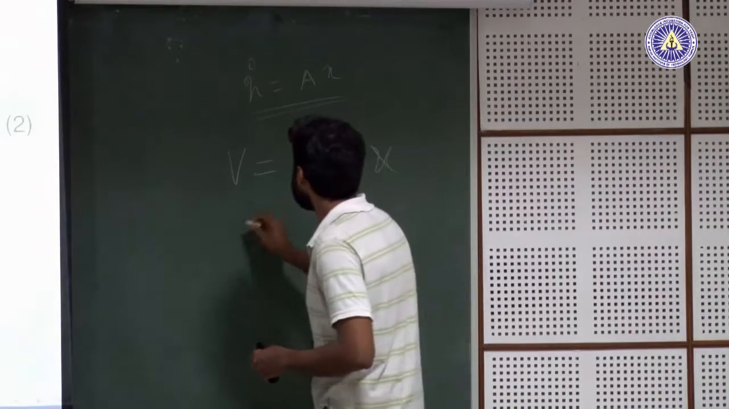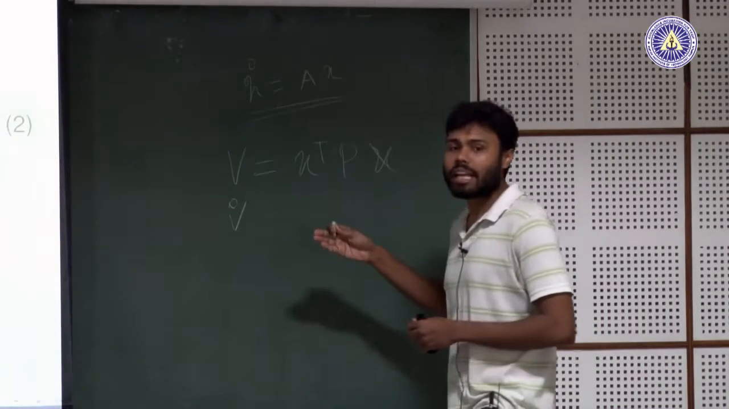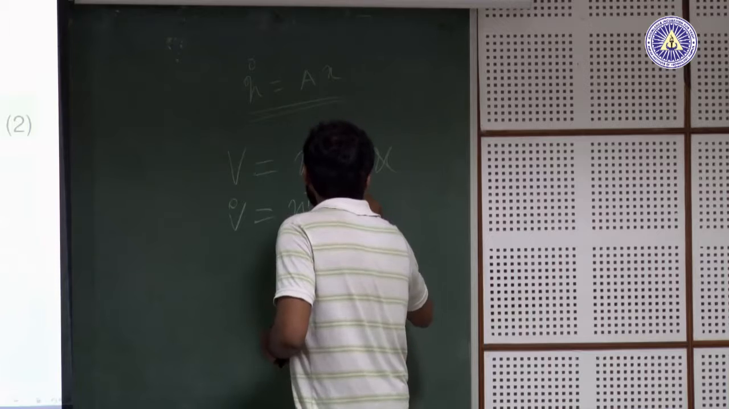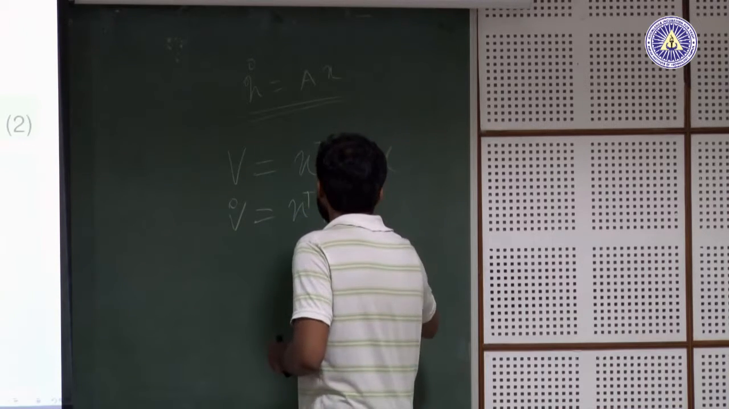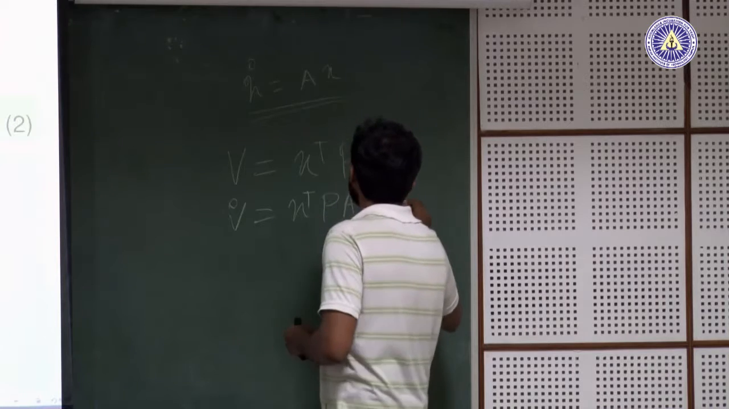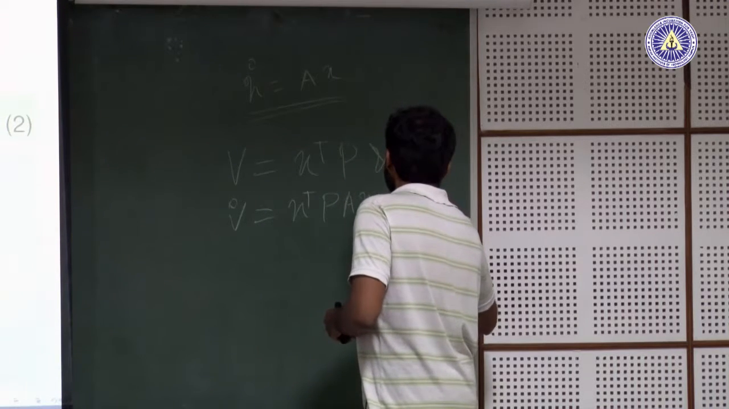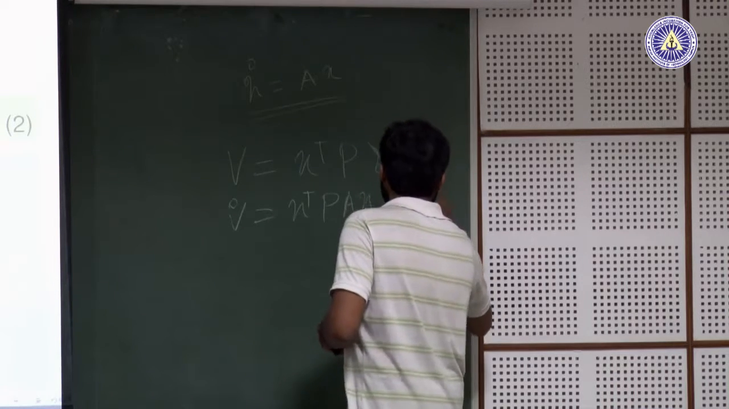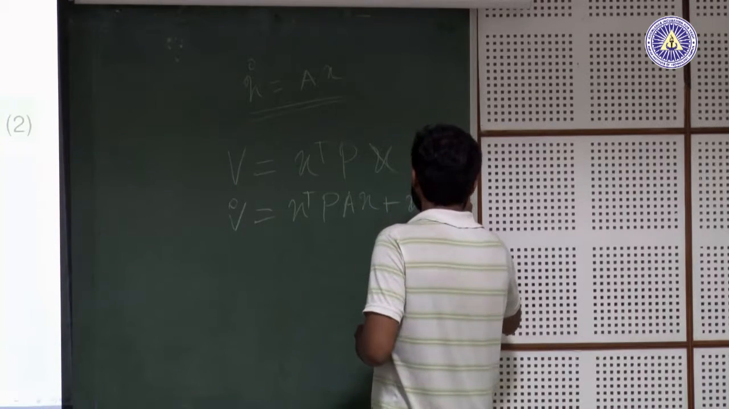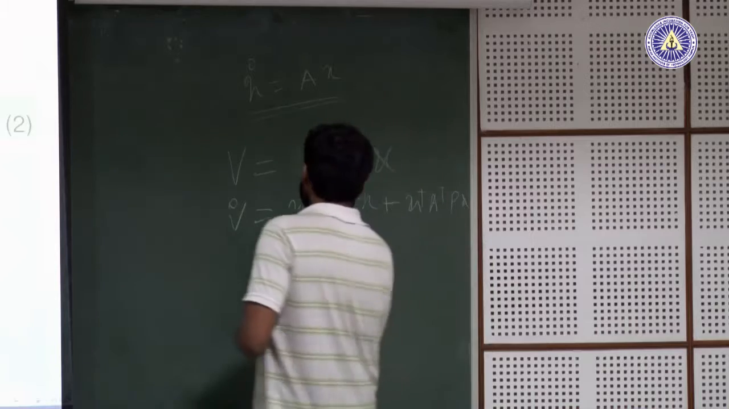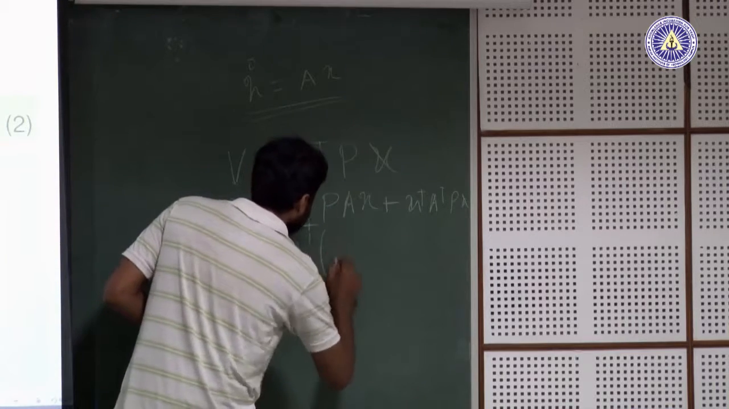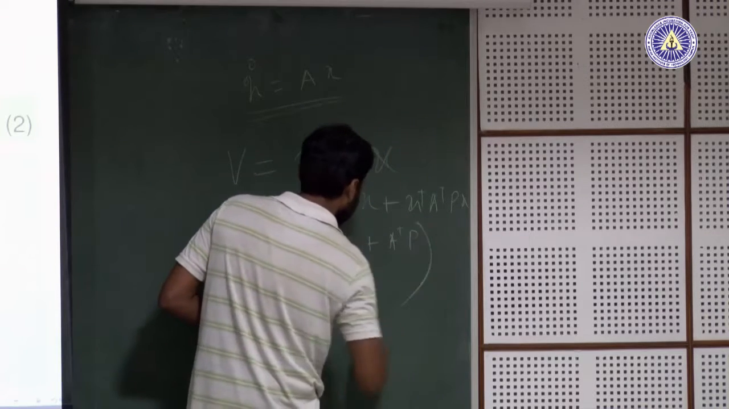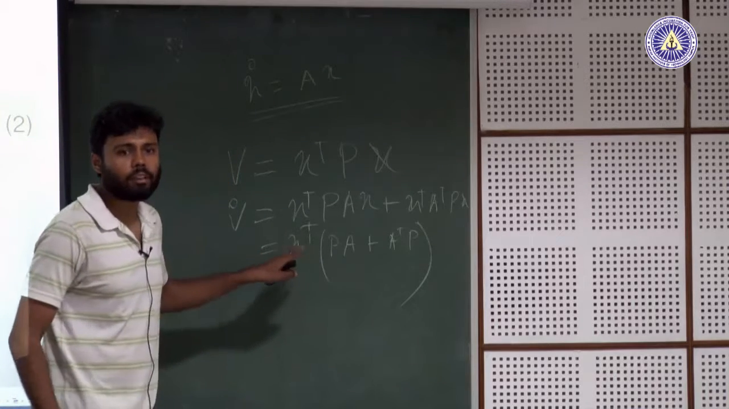Now if I calculate V dot, the change of the energy, that is x transpose P x dot, so A x, plus, if you take the transpose again, it will come like this, x transpose A transpose P x. So basically it will come like P A plus A transpose P, okay. Is it fine?